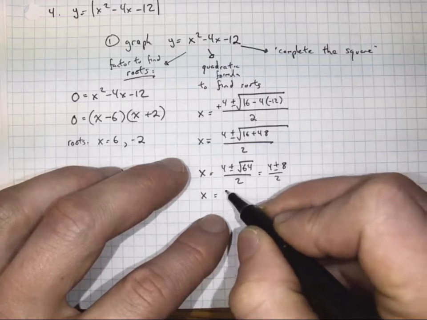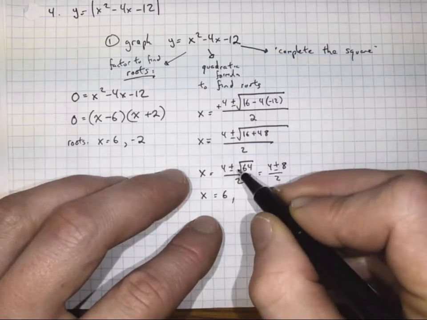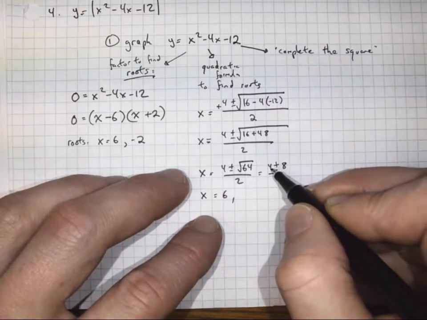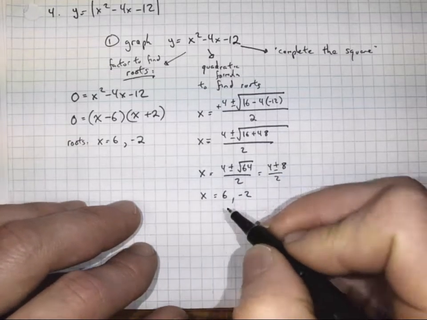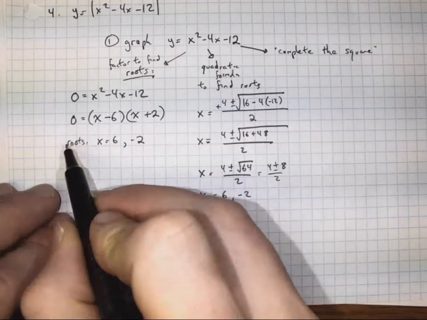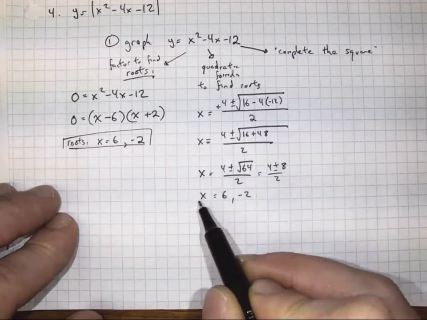4 plus 8 is 12, over 2 is 6. And 4 minus 8 is negative 4, divided by 2 is negative 2. So, same roots. Okay. All right. So that gets us started.